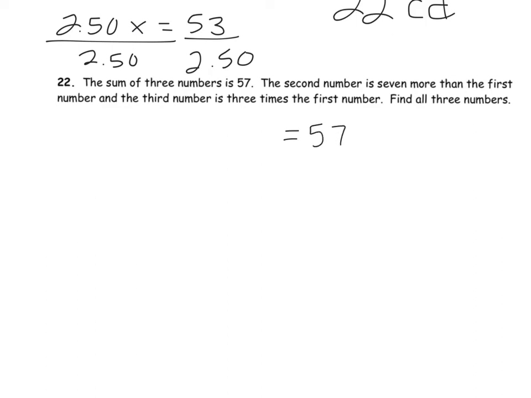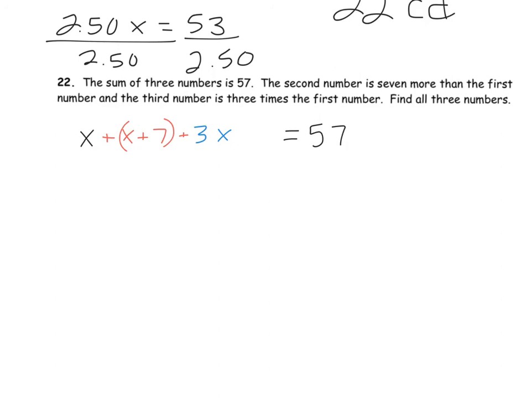It says the second number is 7 more than the first number. So I'm going to call the first number x. The second number, which has got to be 7 more than that, I'm going to say is x plus 7. And then the third number it says is 3 times the first number. So I'm going to call that 3x.